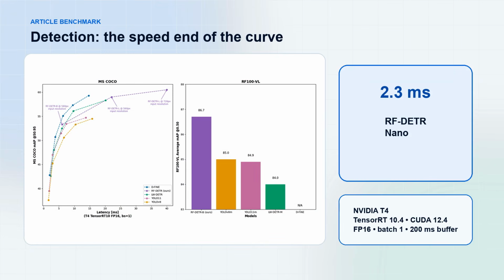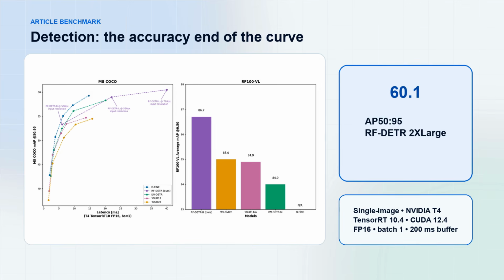Now that we know how it works, let's look at the hard proof of how it utterly dominates the benchmarks. What's really interesting here is that blistering 2.3 millisecond latency on the Nano model. For strict real-time edge applications, where power and compute are incredibly constrained, you're getting inferences in just 2.3 milliseconds. But if you have the compute power, scaling up is just as impressive.